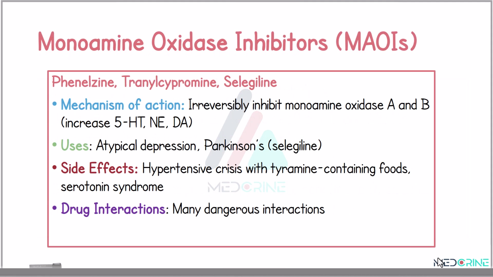Monoamine oxidase inhibitors include phenelzine, tranylcypromine, and sertraline. They are used for atypical depression and Parkinson's disease, and they work by irreversibly inhibiting monoamine oxidase A and B. Some of the side effects associated with monoamine oxidase inhibitors include hypertensive crisis with tyramine-containing foods and serotonin syndrome.